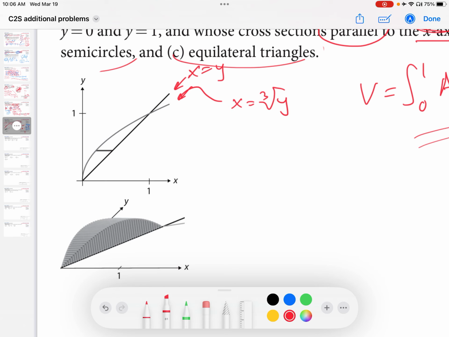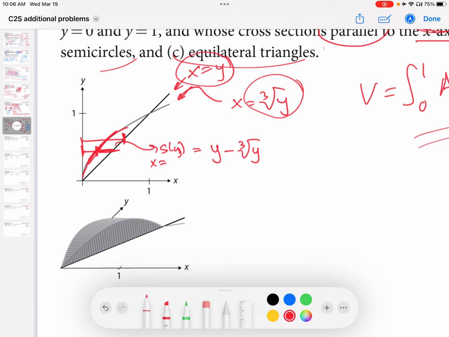If I'm looking for this width of the infinitesimal rectangle, that's s of y. Remember that this is x equals s of y. It's a function of y. So I'm going to take the rightmost width, and that goes all the way to the line, which is x equals y. So that's y. Then I'm going to subtract the leftmost width, which goes all the way to this curve, which is this one. So subtract that. So this is my s of y.